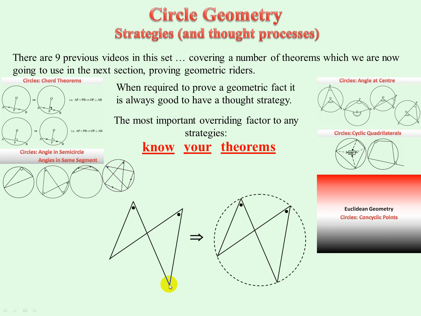These angles are sort of like in the same segment. They're subtended by the same arc on the same side of it. So therefore, these two equal means that those 4 points lie in a circle. Converse, angles in same segment.